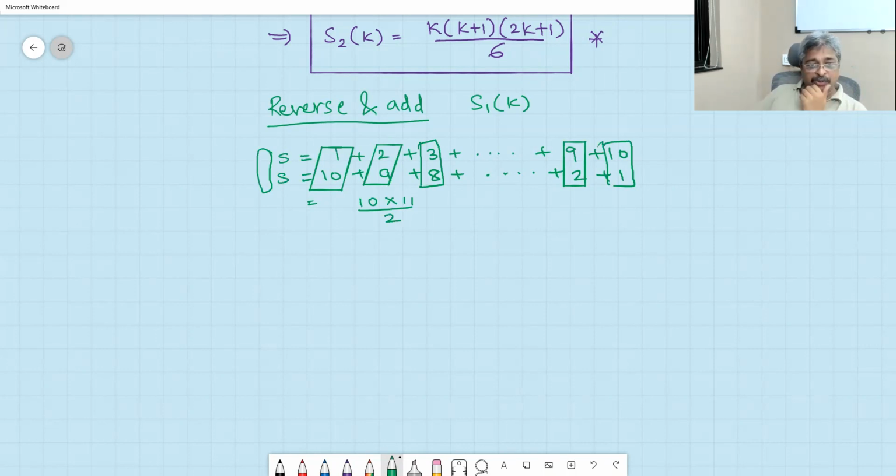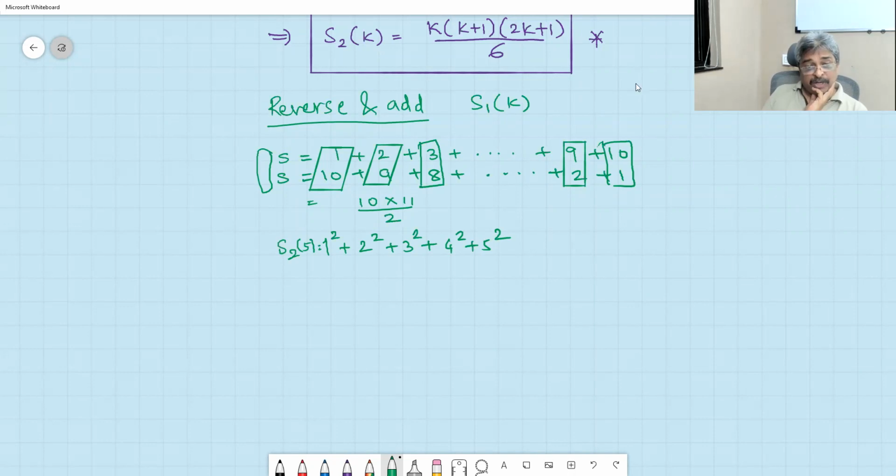Then why should we not find out something for S2 of, say, 5? Let us do it for 5 so that we understand. Five square. Maybe because it is a square, reverse and add is not going to work, because 25 plus 1 is 26, 16 plus 4 is 20, and therefore reverse and add will not work.